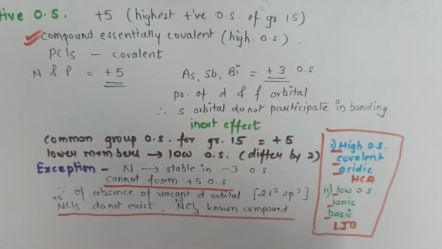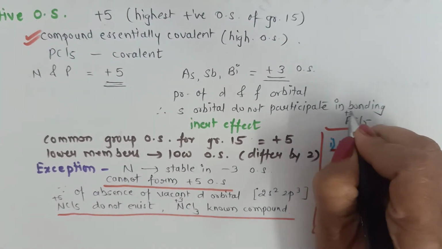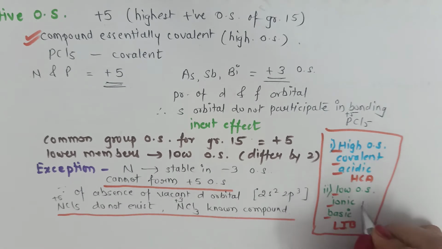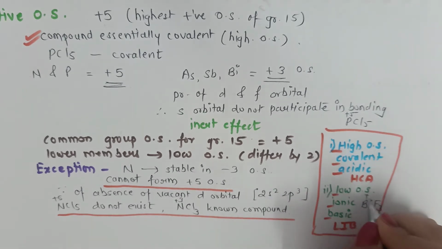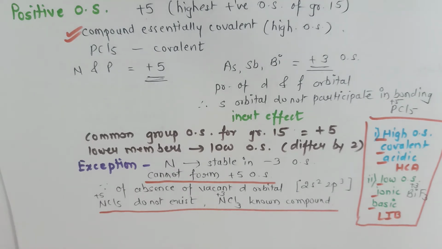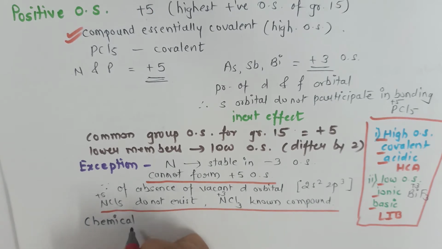One example of higher oxidation state I have already given, that is PCl5. In PCl5, phosphorus is in +5 oxidation state, higher oxidation state, therefore covalent, whereas in BiF3, bismuth is in +3 oxidation state, which is a lower oxidation state. Therefore, it will be ionic and basic in nature. So that was all about the physical properties of group 15 elements. Now we will be moving to chemical properties.